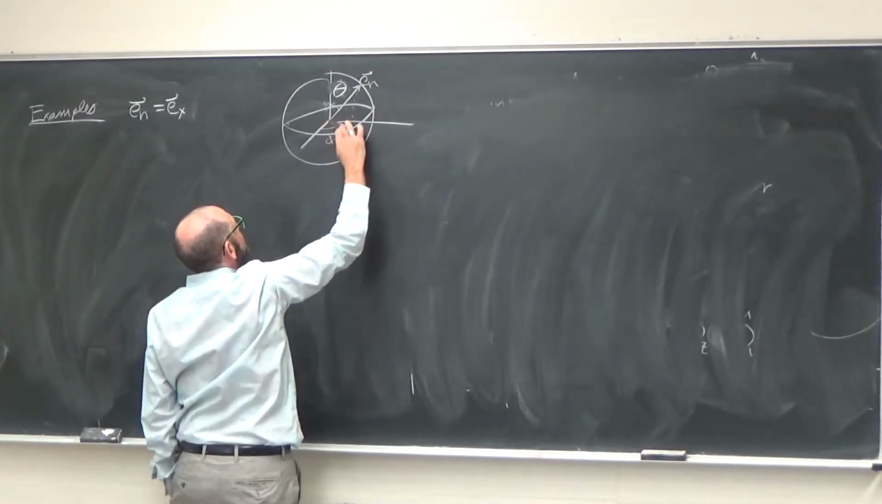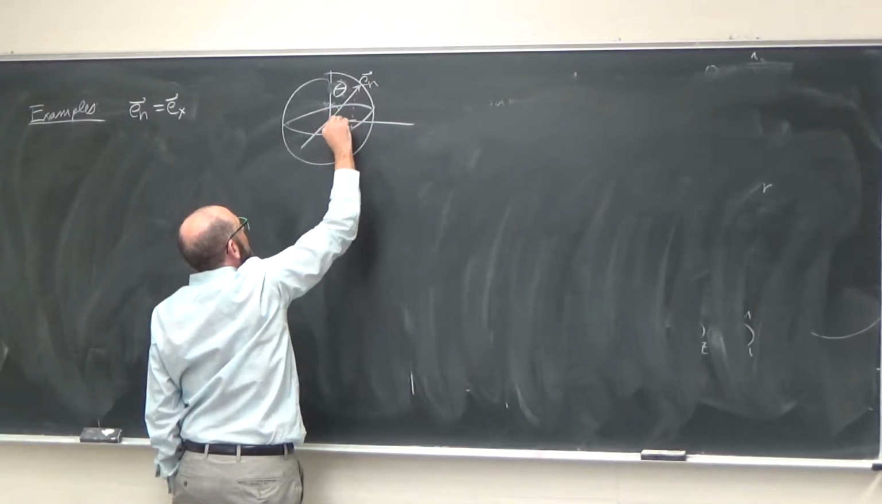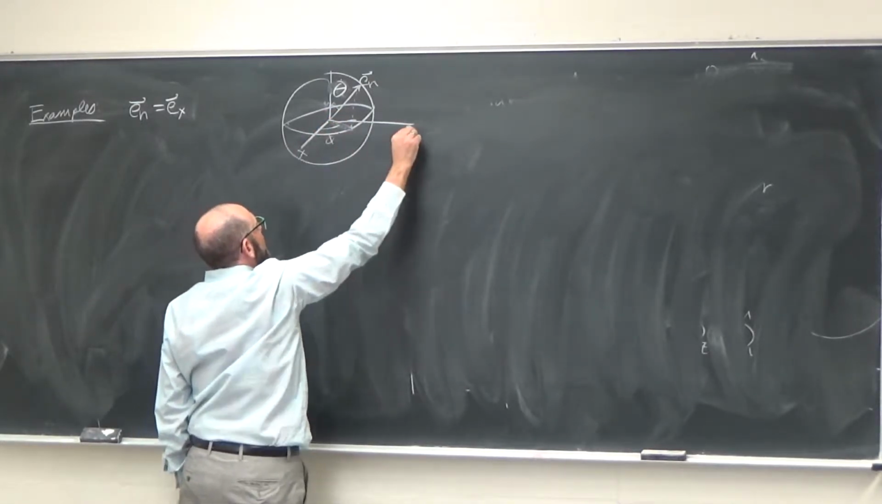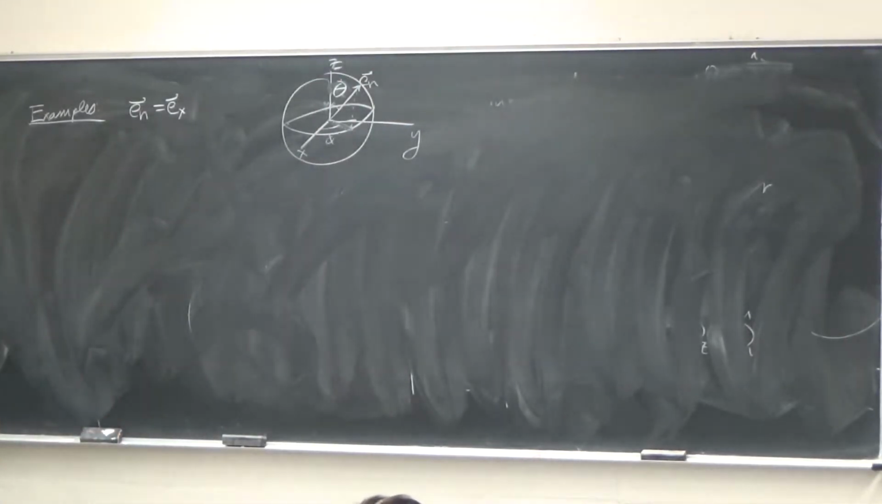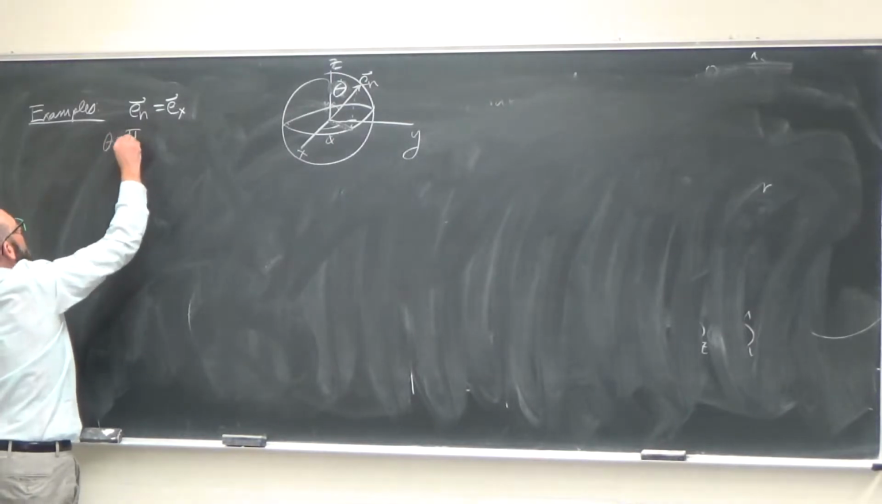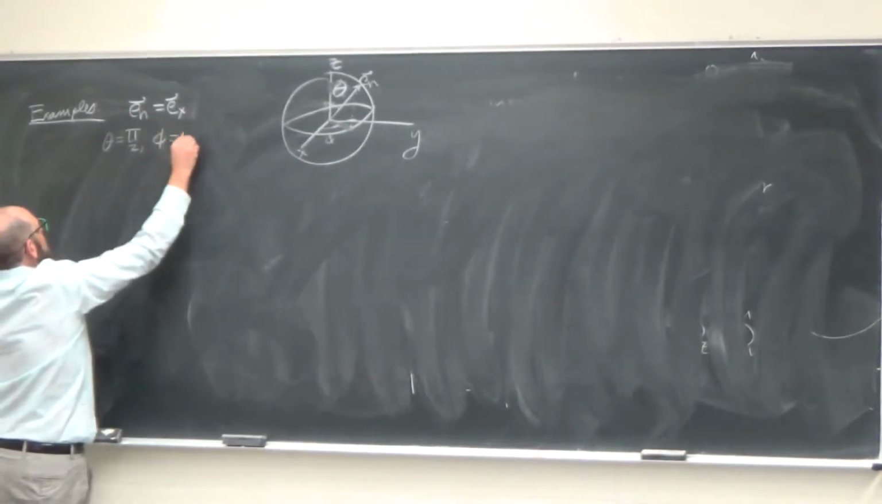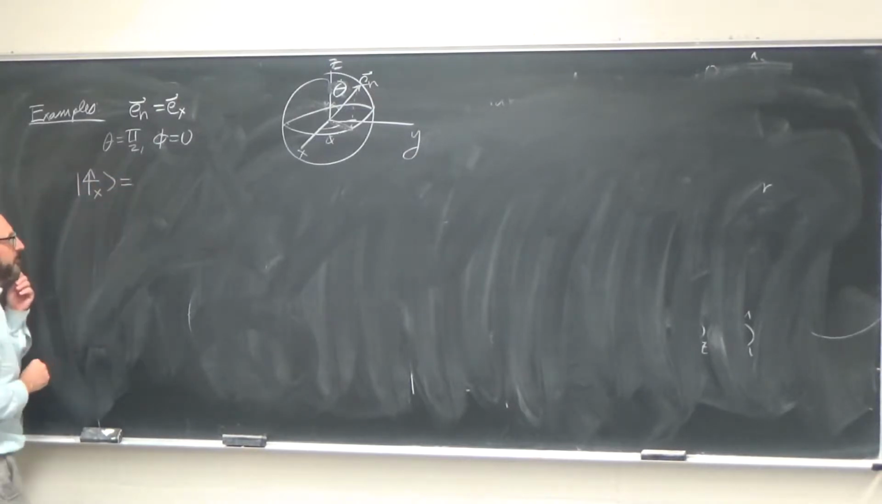Okay, so that's the y-axis, and that's the x-axis, and that's the z-axis. So along the x-axis, what is theta and what is phi? Theta is pi over 2, and phi is 0. Therefore, according to this formula, what is spin up along x?